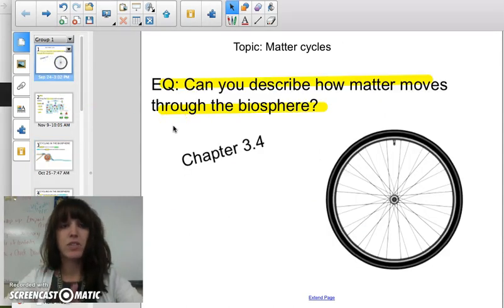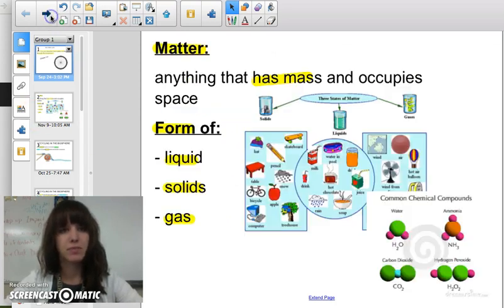Hi, good evening. So tonight's essential question is, can you describe how matter moves through the biosphere? So we're going back to chapter 3.4 in our book, talking about matter cycles.